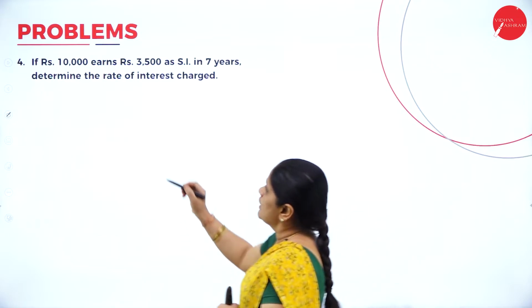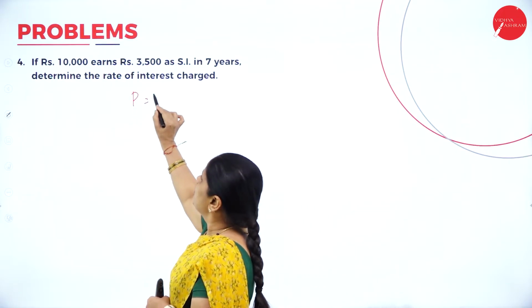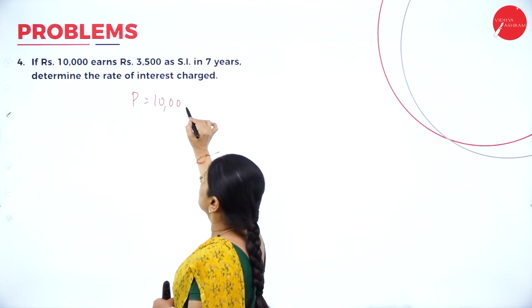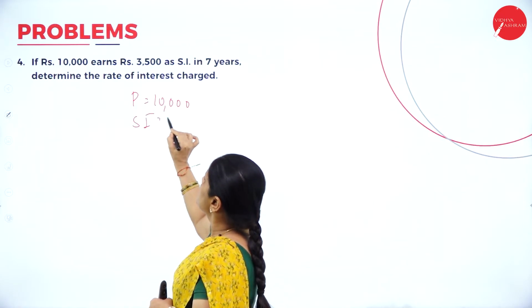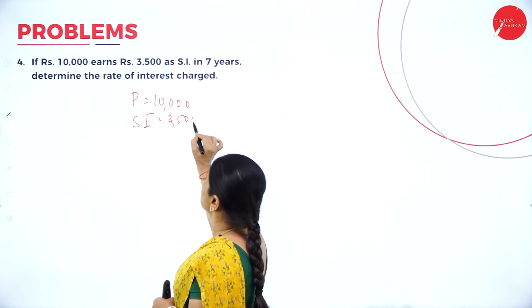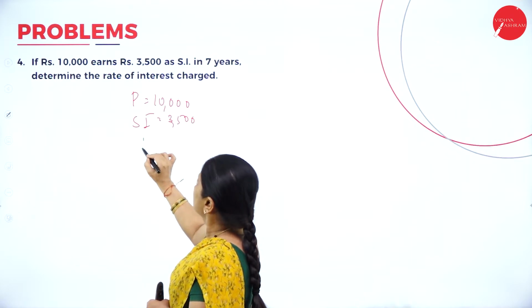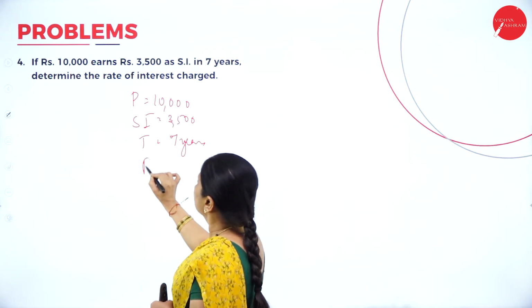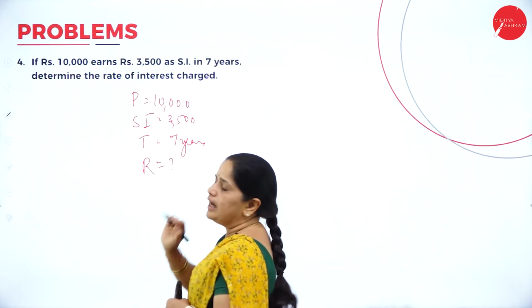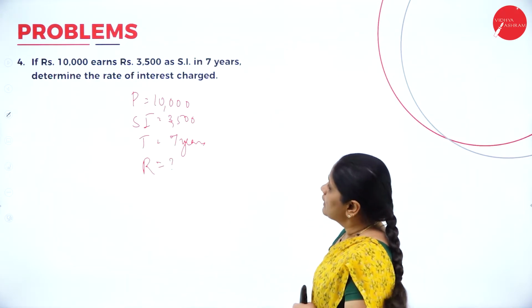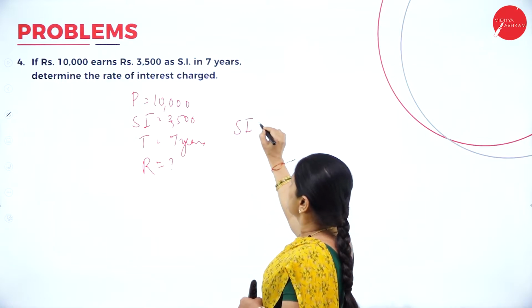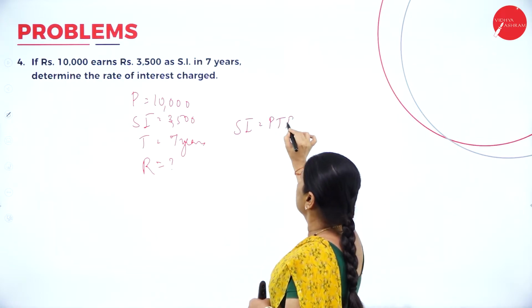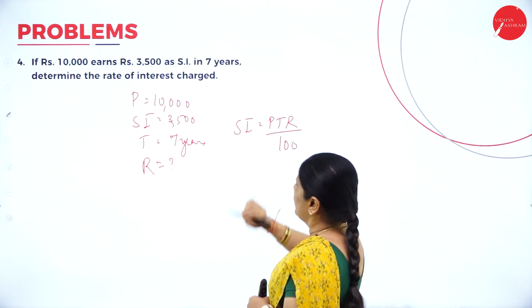Now next one, if rupees 10,000 earns rupees 3,500 as simple interest in 7 years, determine the rate of interest charged. Now again I know P equals 10,000, simple interest equals 3,500, then T equals 7 years. I have to find R. R equals how much? Now I know simple interest equals PTR by 100.